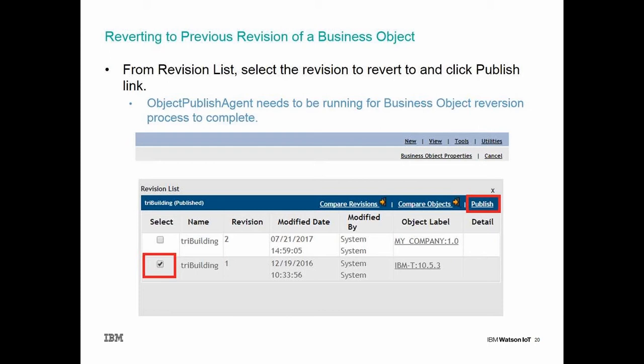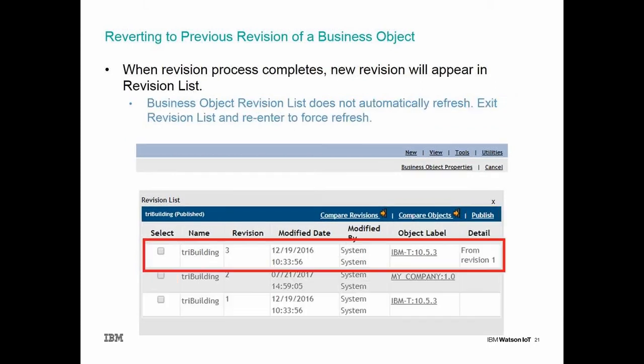It's actually much like the normal publish process of a business object, where if you publish a business object, it will not complete the publish process unless the object publish agent is running. So the same thing here. You must have the object publish agent running in order for the reversion process to complete.